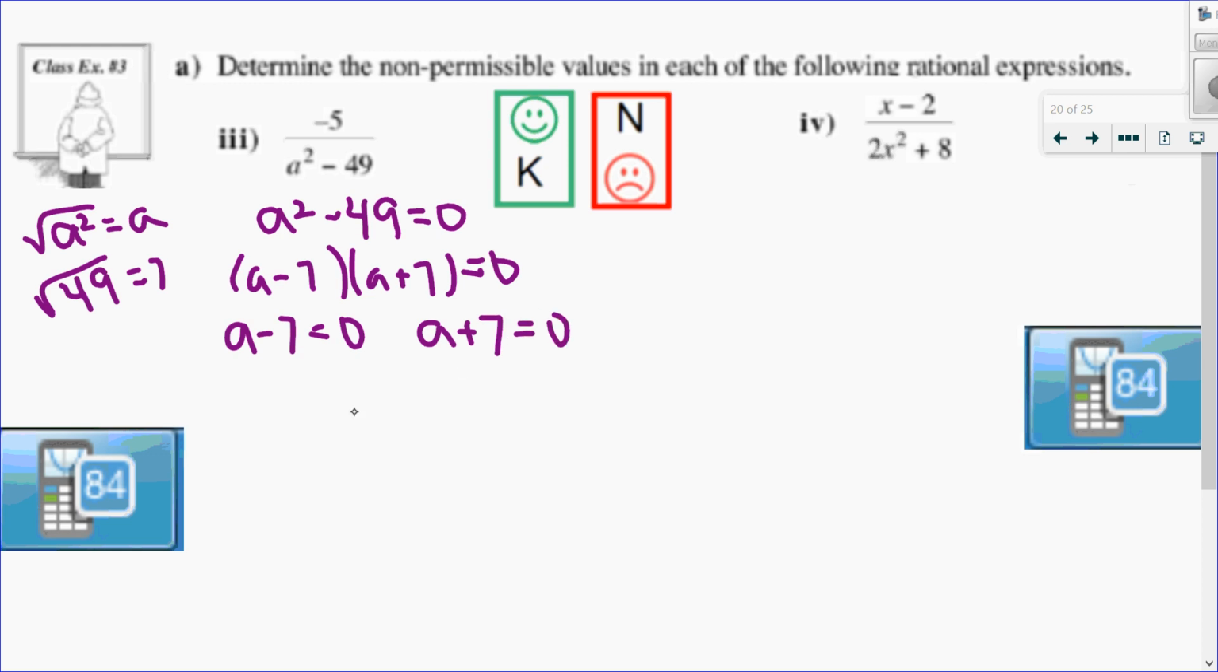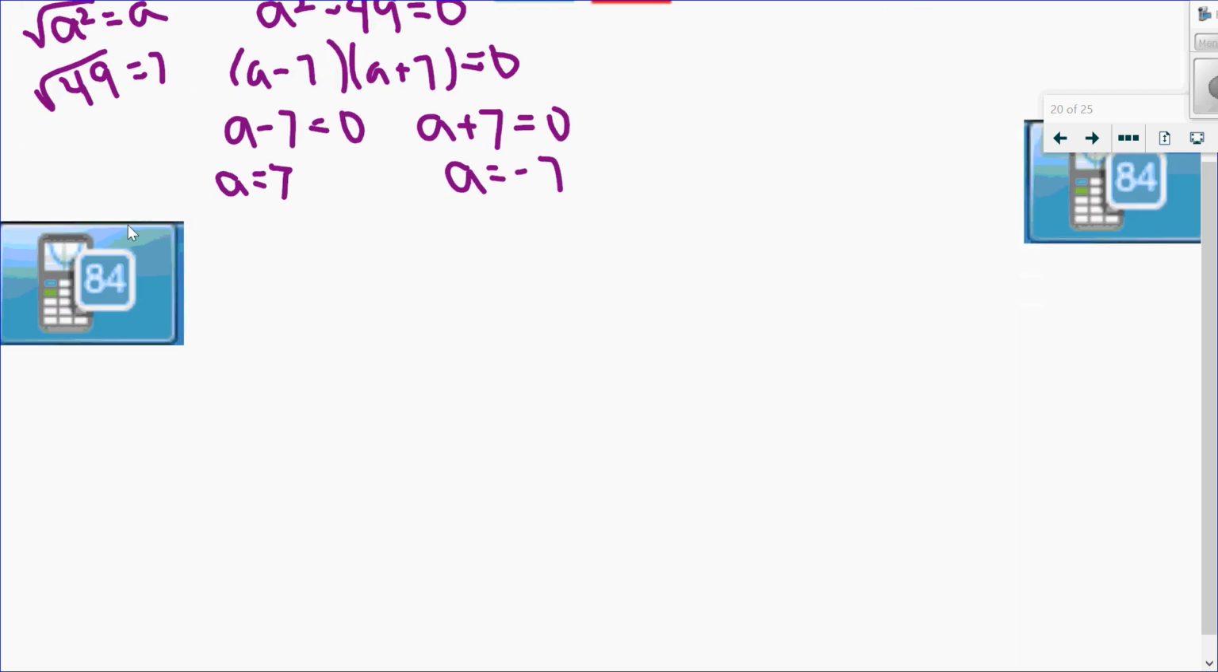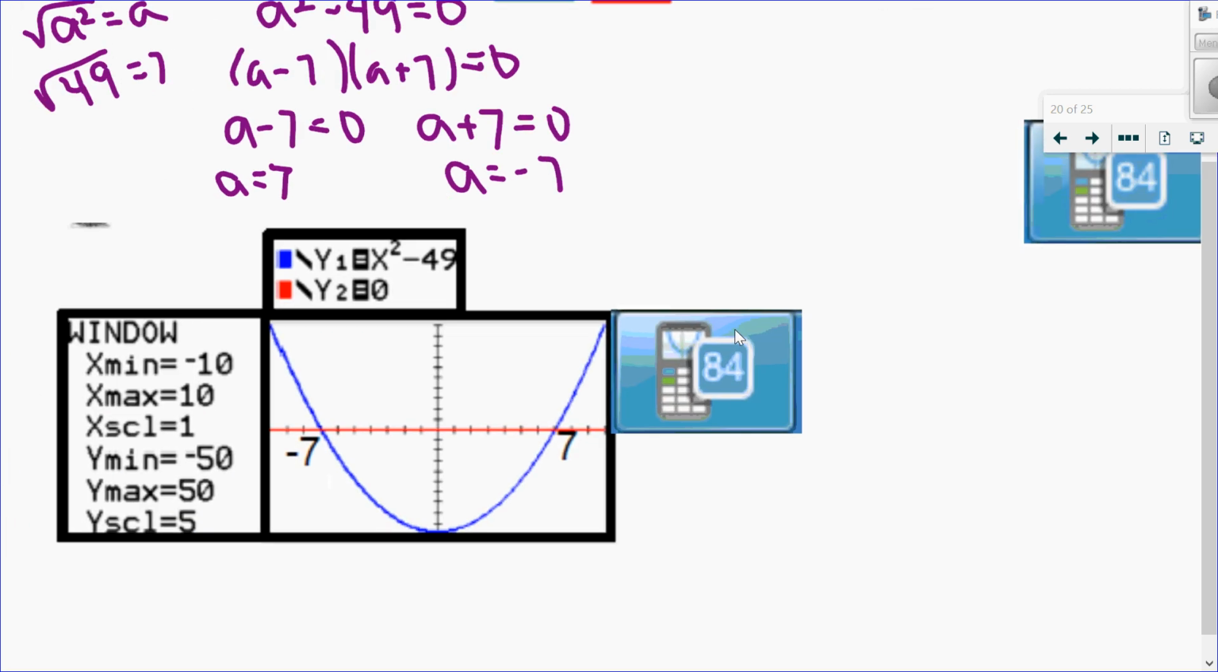So remember, it's just opposites. The opposite of a minus 7 is a plus 7. The opposite of a plus 7 is a negative 7. So it looks like my non-permissible values are positive and negative 7. Again, I can check that in my calculator.